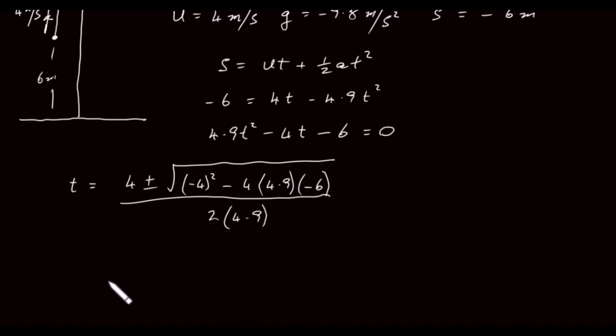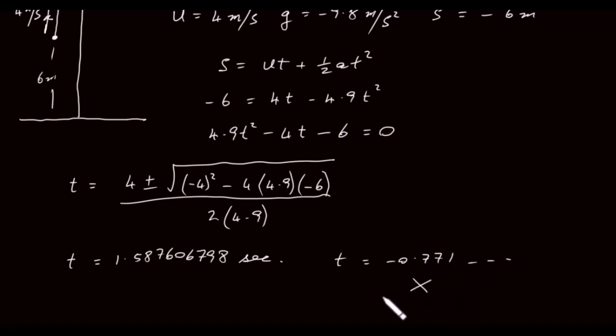Okay, so look, you can do all of that on your calculator. You do the positive version and the negative version here, but you get 2 times. So there's a time equal to 1.58760679 seconds. And you'll also get a time that's negative, it's minus 0.771 and so on. So we're not going to obviously count this one. This is our answer here.